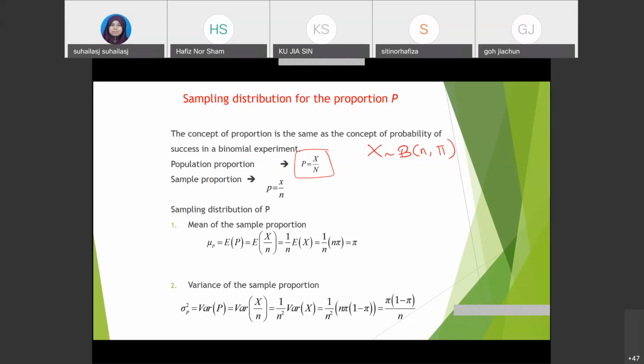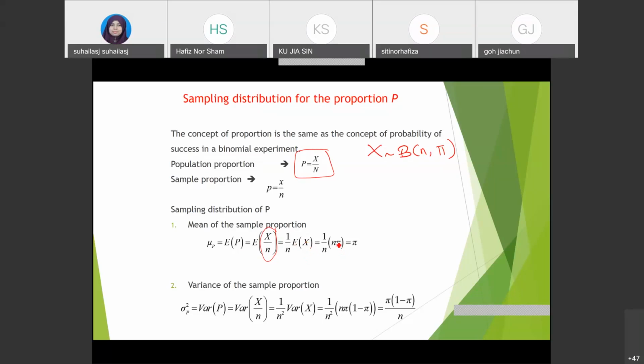When we mention the sampling distribution of p, that means we need to get its mean, your expected value E(p), and then we need to get the variance. So your expected value of p, I replace with X over N. Following the properties of expected value, we will have 1 over N times E(X). E(X) here will be replaced with N pi.